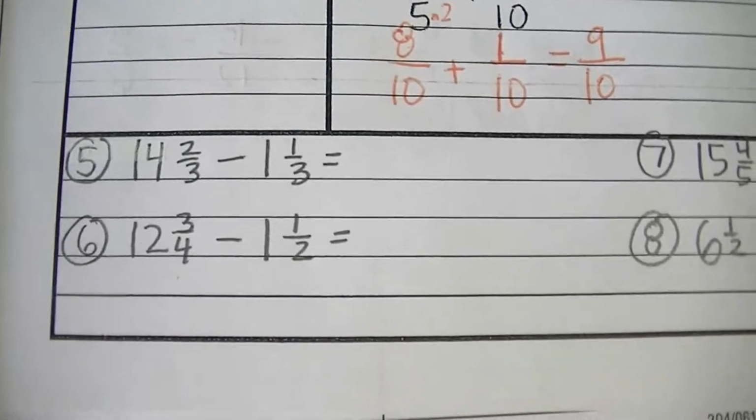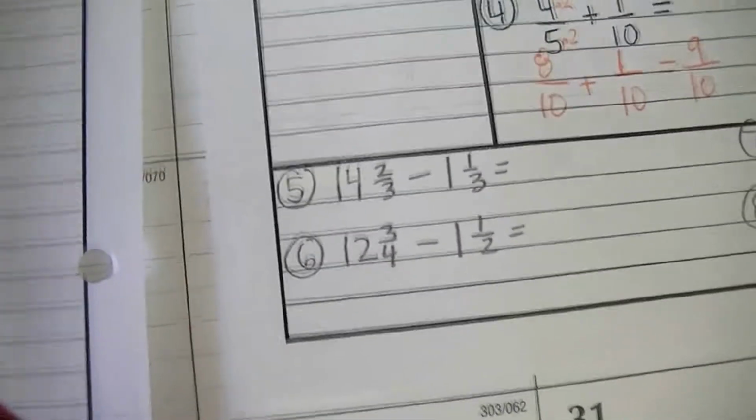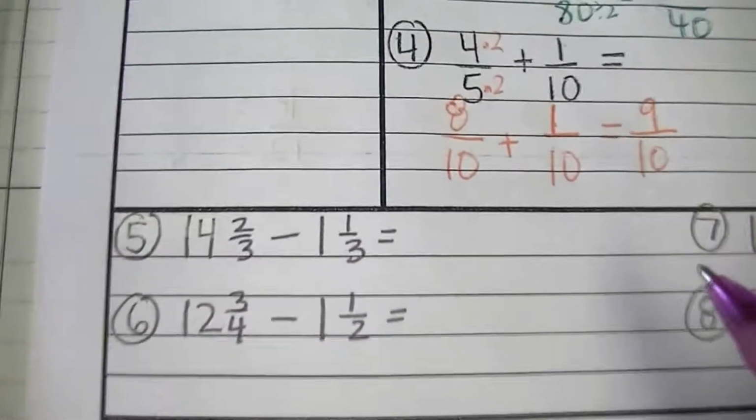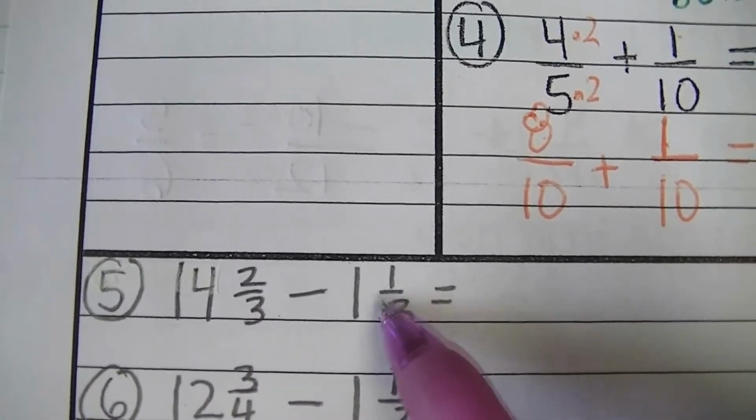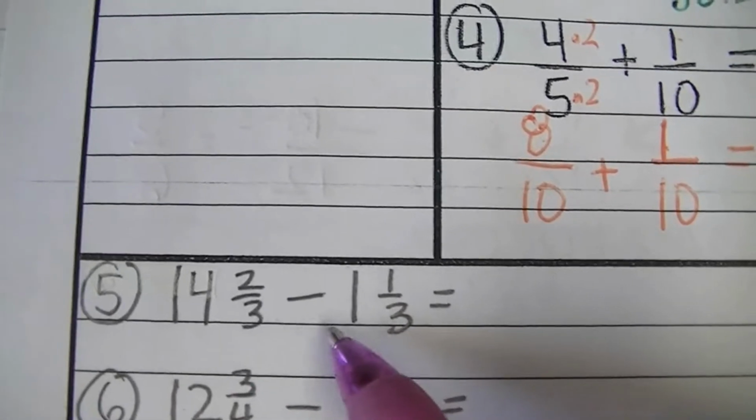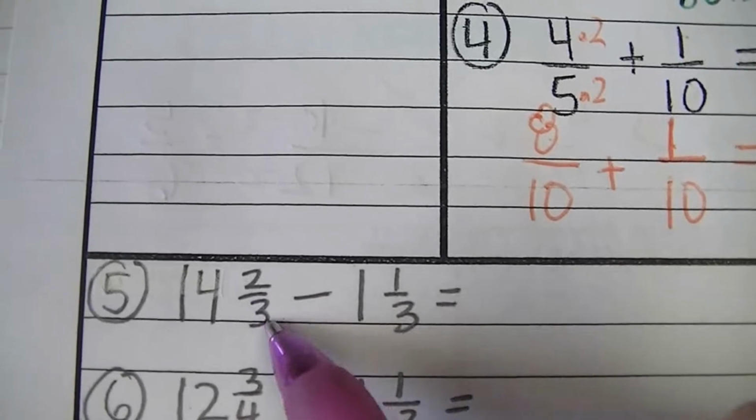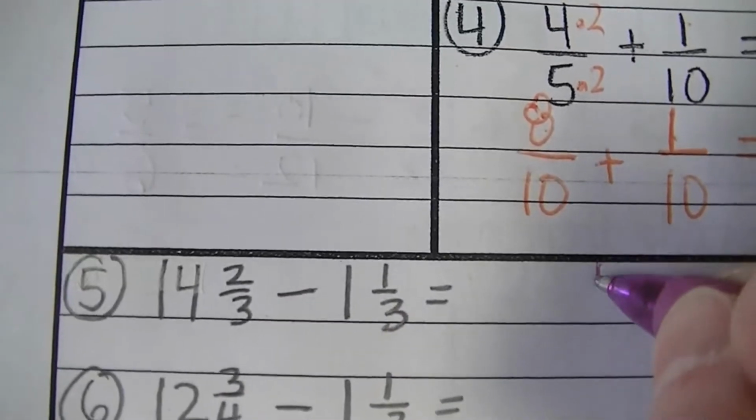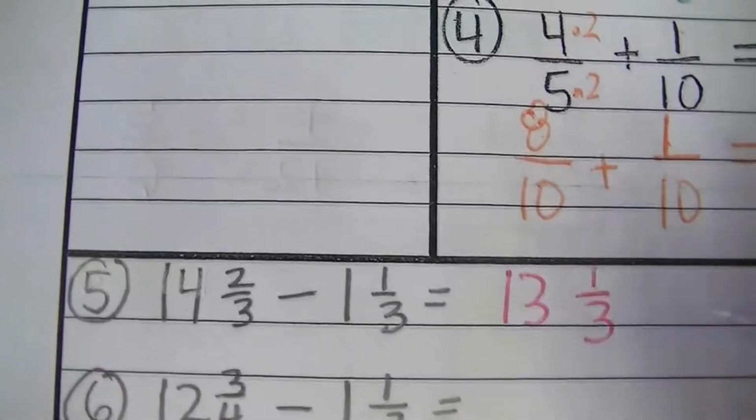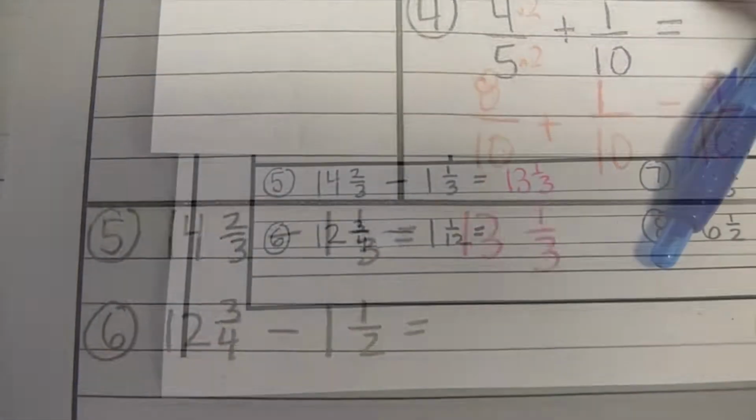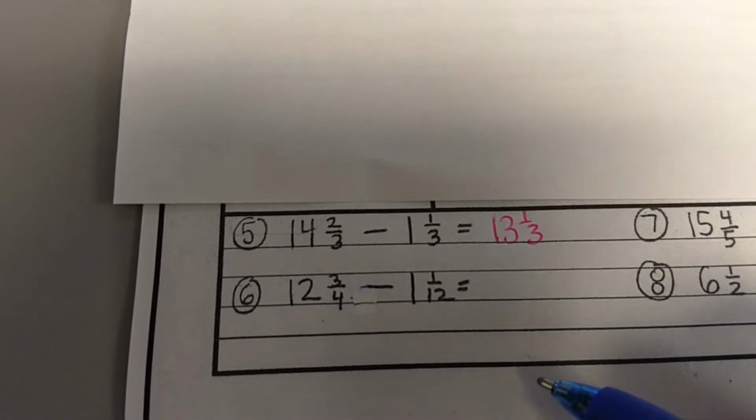So for number 5, you're going to see that they're mixed numbers. And when you do that, it's the same exact process. You want to make sure they have the common denominator. And I see right here, these have a common denominator already. So that makes it much easier for me because they're the same size pieces. So 2/3 minus 1/3 is 1/3. And then 14 minus 1 is 13. So that's 13 1/3.